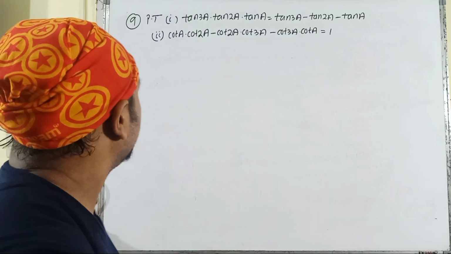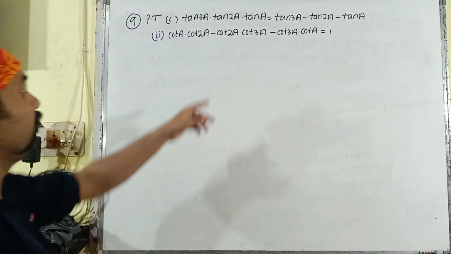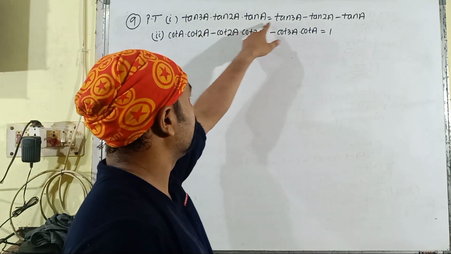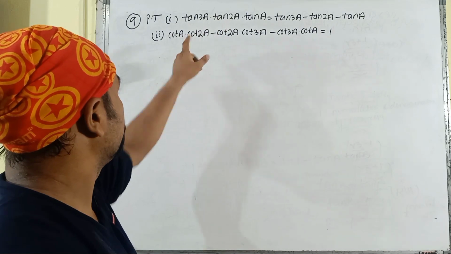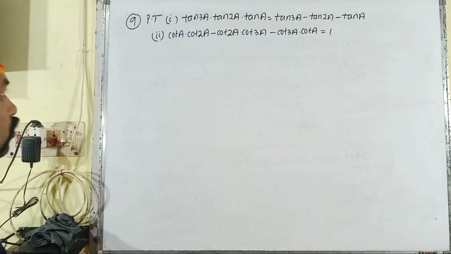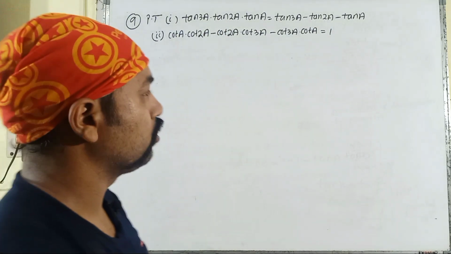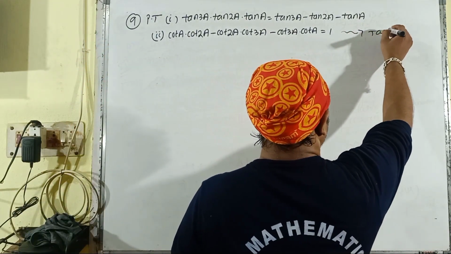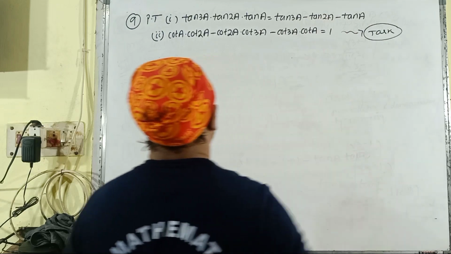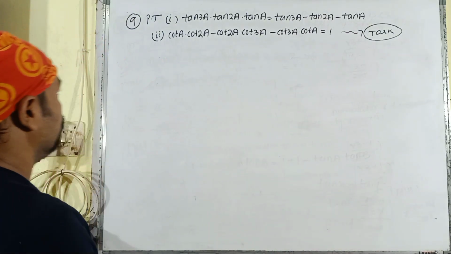That is problem number 9, and we have to prove that tan 3a multiplied with tan 2a multiplied with tan a is equal to tan 3a minus tan 2a minus tan a. This is the first bit, and in the second bit, cot a into cot 2a minus cot 2a into cot 3a minus cot 3a into cot a will be equal to 1. Again, the second bit is the task for you. I am going for the proof of the first bit here.